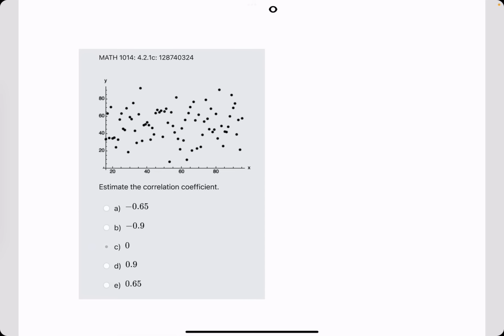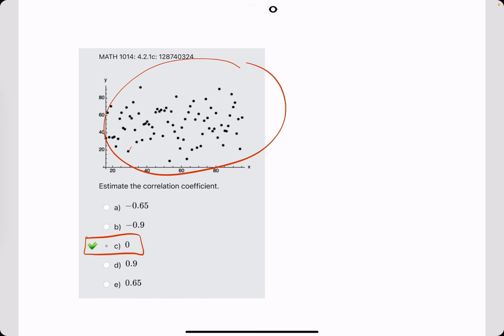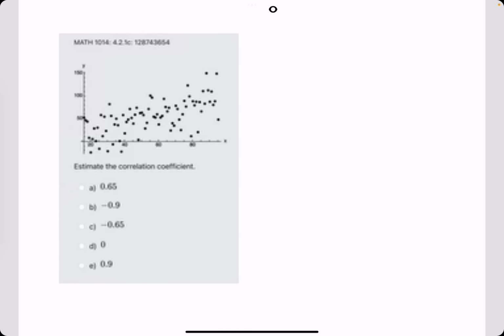All right, you can hopefully guess what this one is by looking at it, but I guess I bubbled this one in. Hopefully 0 makes sense. There's no linear correlation, positive or negative, between these points. These points are just scattered everywhere. So there's no correlation between x and y in that one. Here we have a positive slope situation, and the points are not very tight-knit, so I'm going to go 0.65 on this one.